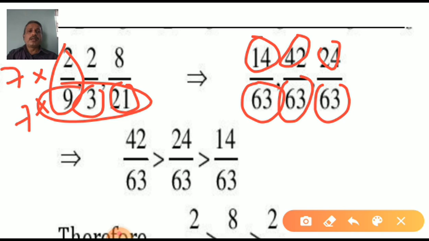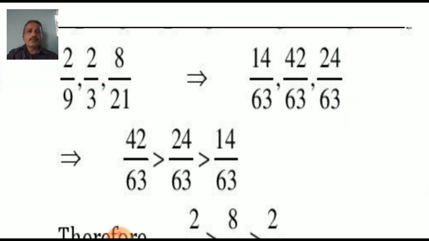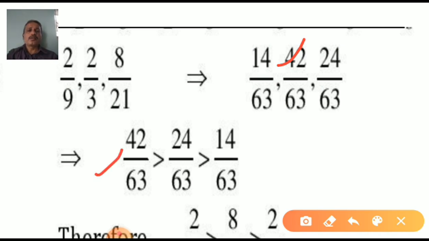Which is the bigger numerator? Who is the bigger one here? 42 is the bigger one here. That's why you can write the bigger one first. Students, what are we discussing, ascending or descending? Yes, this is not ascending, this is a descending order. Let's check for these things.